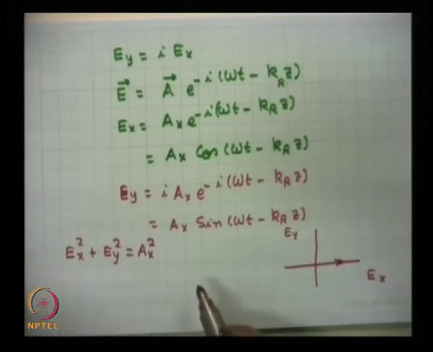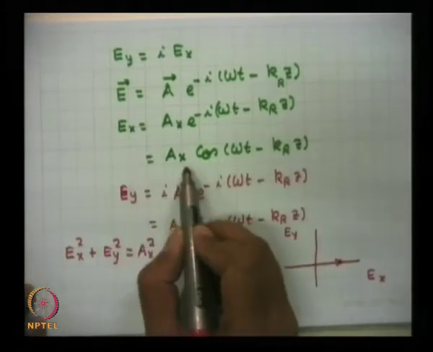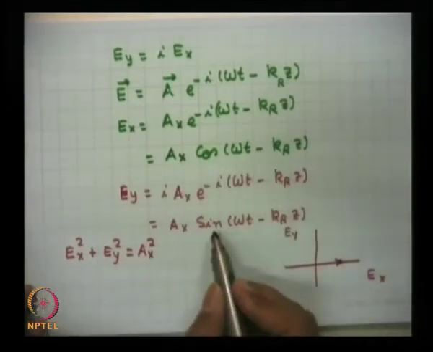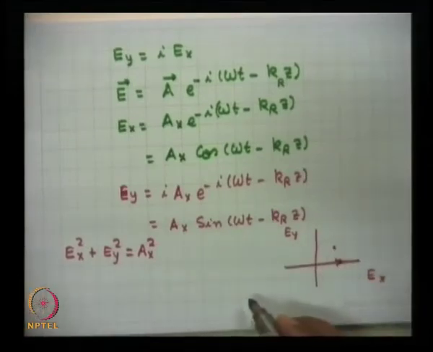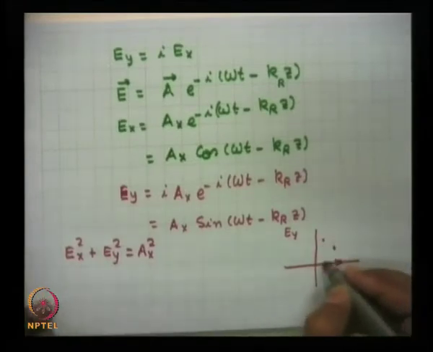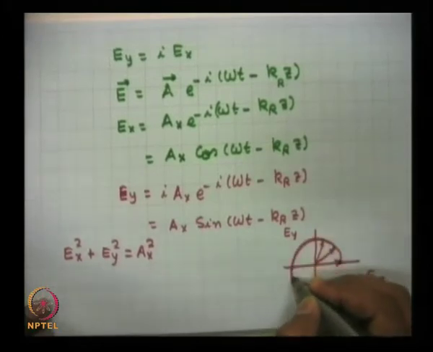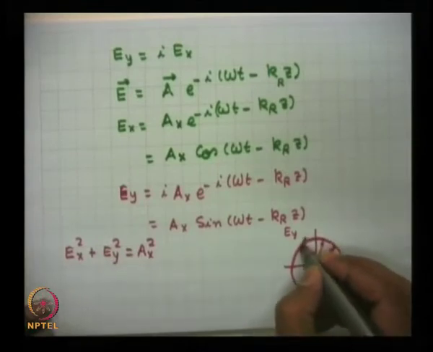After a while, when time increases, when this quantity becomes more than 0, then Ex will have a value less than Ax, because the cos value will decline, whereas the sin value will increase. So your point will be located somewhere here. At a time later further, this will move to here. So the tip of the electric vector is moving on a circle, in a clockwise sense like this, which is the anti-clockwise sense on this figure.